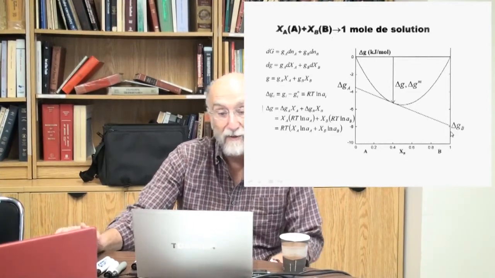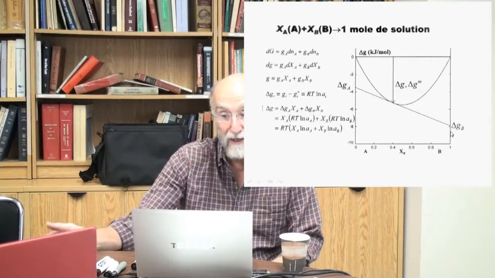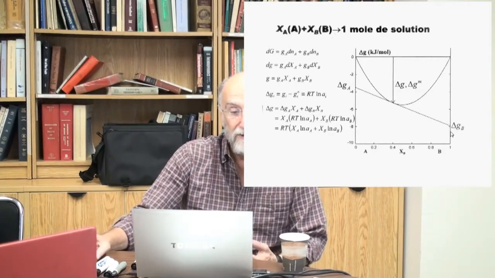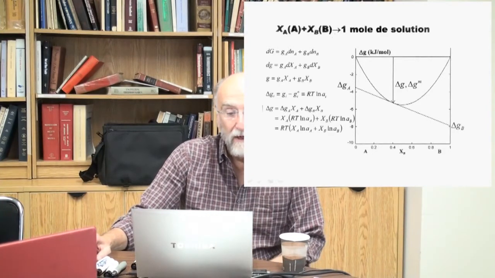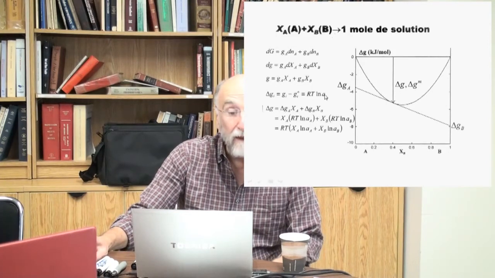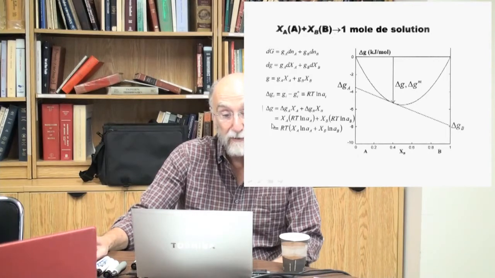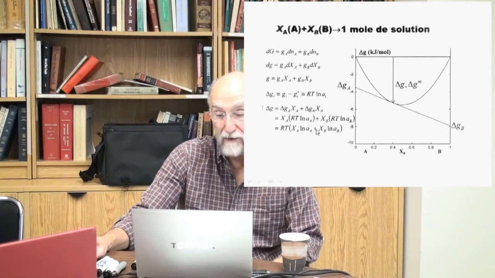So it's exactly the same thing as with the V and with the H and with the S, and so on. If we plug this thing here, that G is RT log activity, into here, we can then say that delta GA is RT log activity of A, so we get this expression, which is important. Delta G is RT times XA log activity of A plus XB log activity of B. Okay, this is a general equation that's always true.